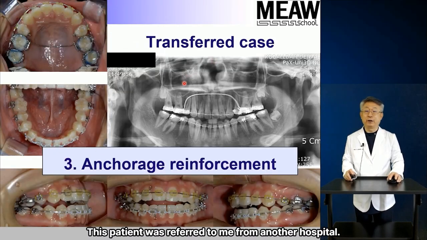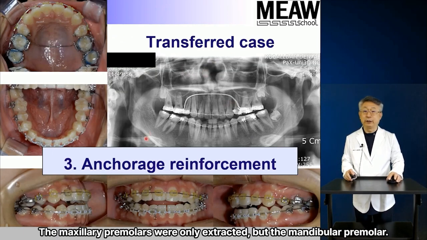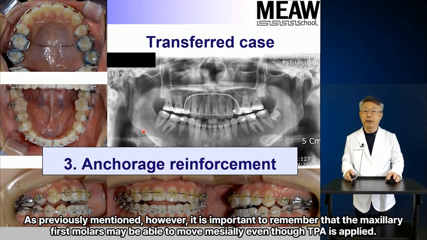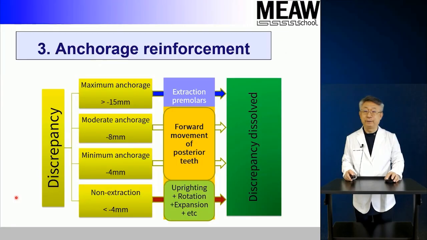This patient was referred to me from another hospital. The maxillary premolars were extracted, but not the mandibular premolars. I thought that the maxillary TPA might be used to pull the maxillary anterior teeth back to the maximum because the anterior teeth were severely protruding. As previously mentioned, however, it is important to remember that the maxillary first molars may be able to move mesially even though TPA is applied.